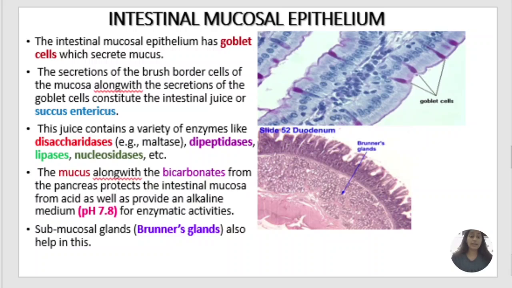The mucus, along with the bicarbonates from the pancreas, protects the intestinal mucosa from acid as well as provides an alkaline medium which has a pH of 7.8 for enzymatic activities. The submucosal glands, also called Brunner's glands, also help in this. So in the image you can see, in the first image the cells are slightly purplish in color, so those are the goblet cells. Then below you can see the arrow is pointing towards the Brunner's glands.